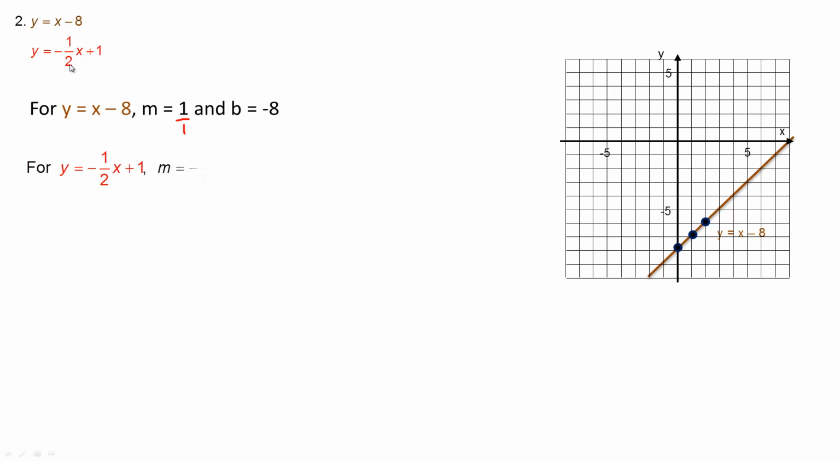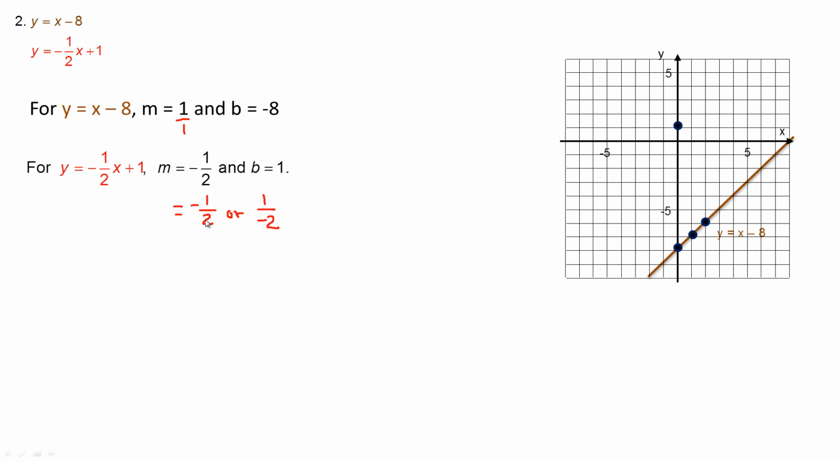For the second one, y equals negative a half x plus 1. Negative a half would be the slope, and positive 1 would be the y-intercept. So we're going to start here with putting a dot here at 1. Now, negative a half, there's two ways to look at that. You could write that as either negative 1 in the numerator over 2, or you could instead put the negative in the denominator with the 2. They both can be used to generate points.